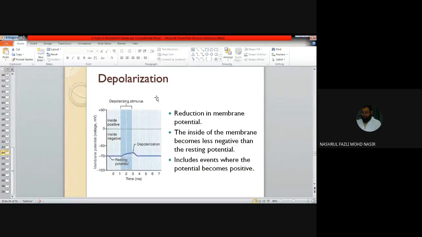Now we see depolarization: a reduction in membrane potential. The inside of the membrane becomes less negative than the resting potential. Inside positive, versus inside negative at the resting potential. Depolarization includes events where the potential becomes positive.